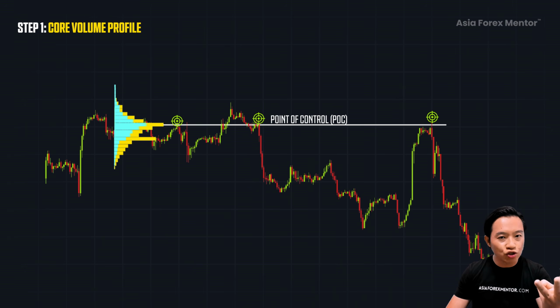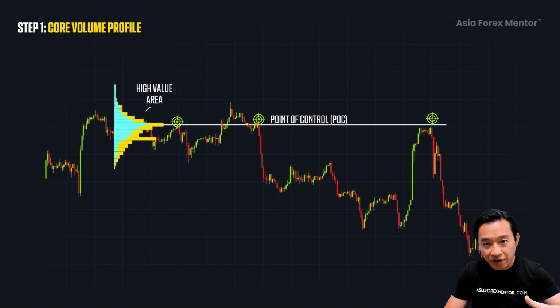So now understand these 3 P's: the point of control, the value area high, and the value area low.